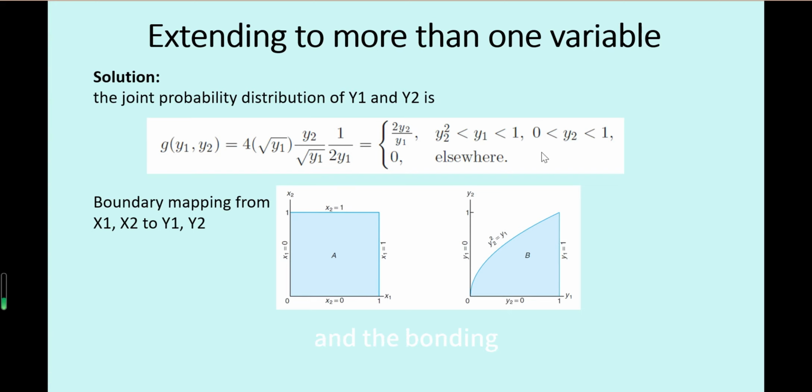And the bounding area looks like this. From this mapping from x to y, we find that this is the x bounding region and this is the y bounding region.